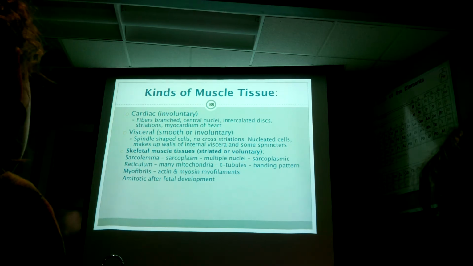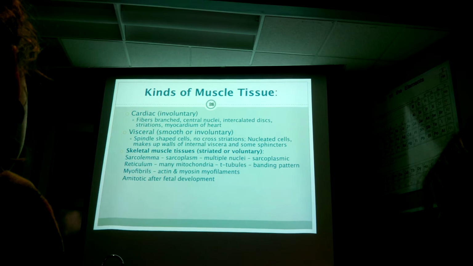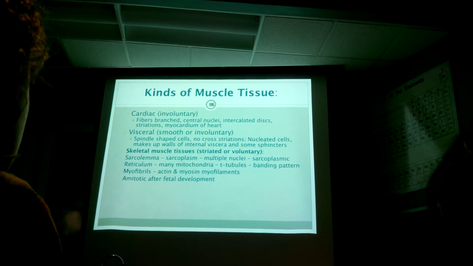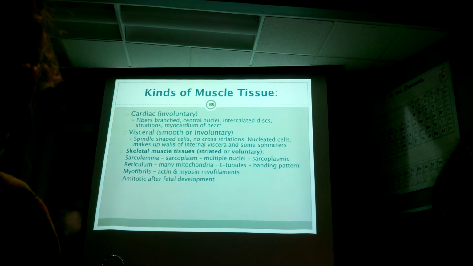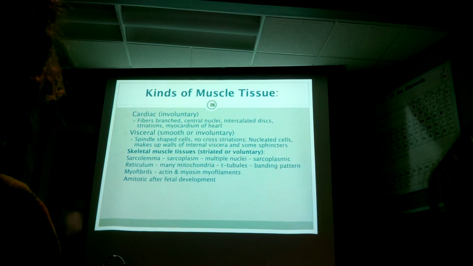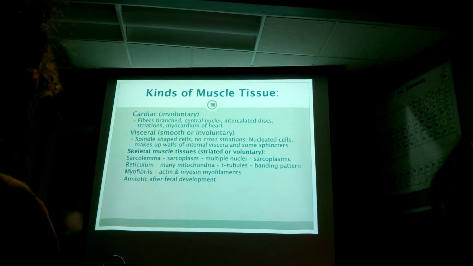Cardiac muscle is a specific type of muscle. I'll show you a picture of the cardiac muscle. It is kind of branched, and it's involuntary. The heart has its own electrical current. They are striated, so we look for the striation in muscles, and cardiac muscles are striated.